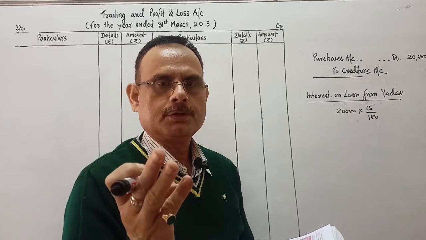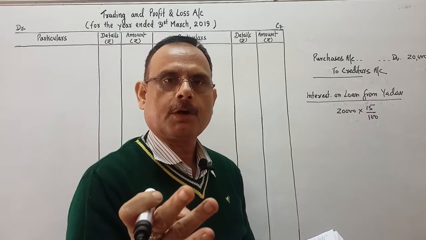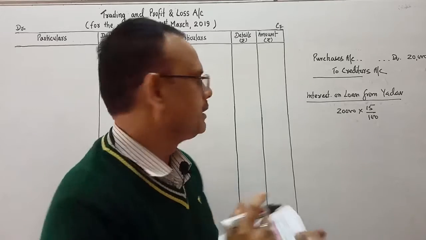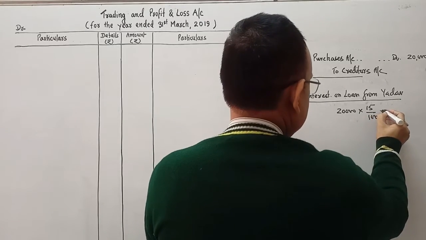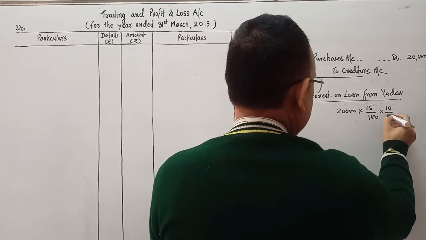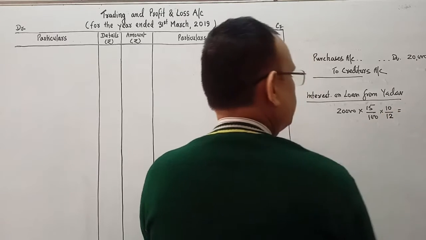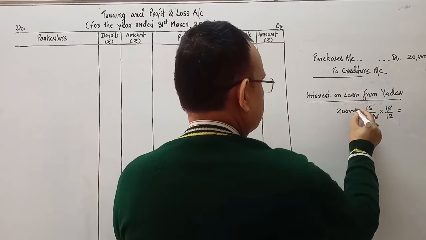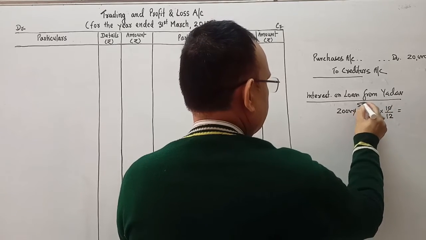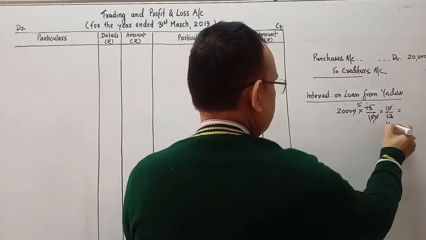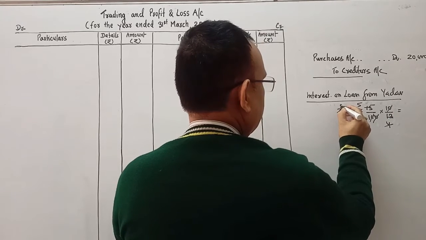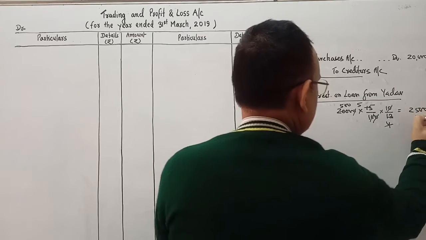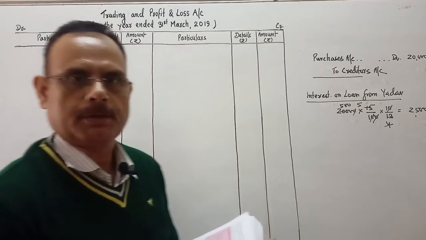So June, July, August, September, October, November, December, January, February, March, 10 months. So we will calculate the interest for 10 months, 10 upon 12. So the interest amount is 2,500. This is the interest amount.